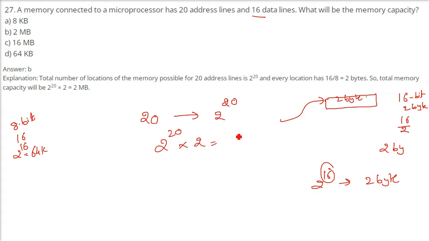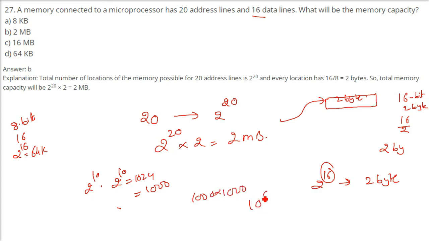So 2 to the 20 into 2 is going to be 2 megabytes. You know that 2 raised to 10 is 1024, which is considered to be 1000, and 1024 is 1 KB. Since 2 raised to 20 is 2 raised to 10 into 2 raised to 10, that is 1 KB and then again 1000, which is 1 MB. So we have megabytes here, and 2 megabytes is the answer.